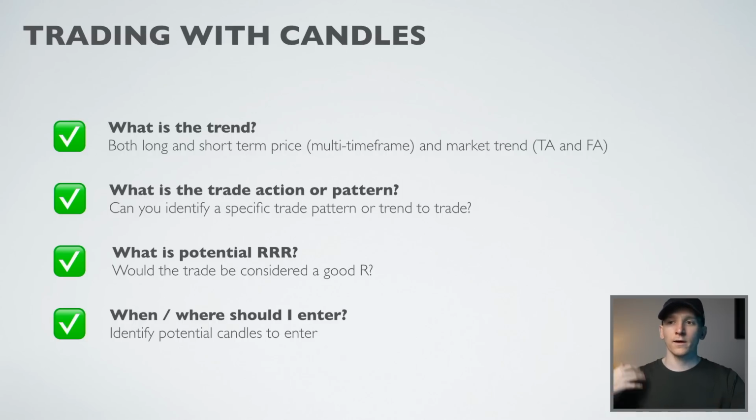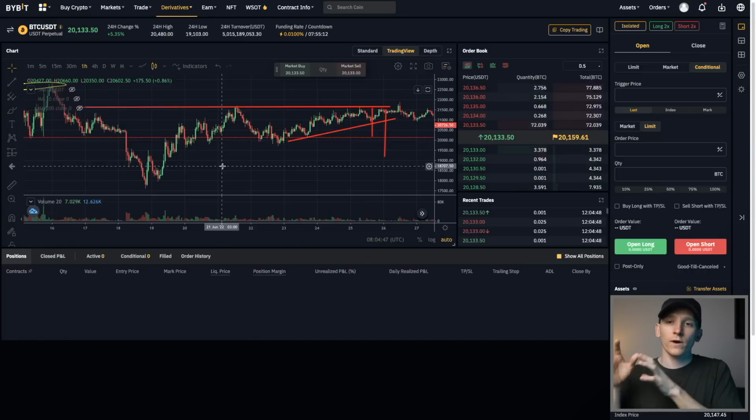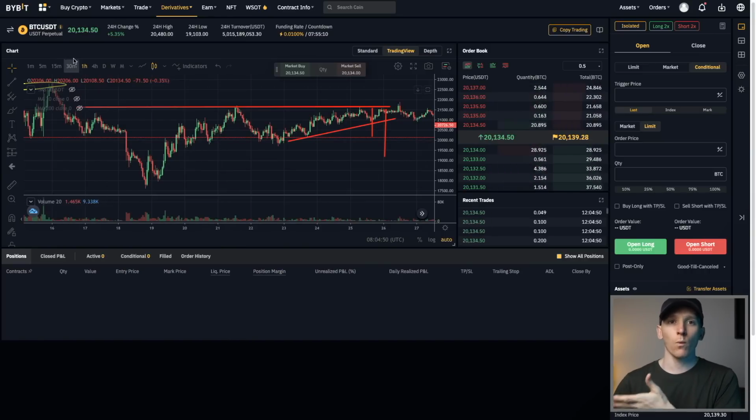So what we can do here, and a really key tip, is whatever you're trading with candles, if you're trading on the 1 hour chart, right?